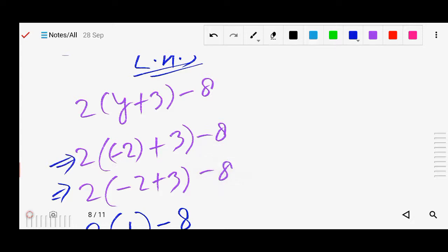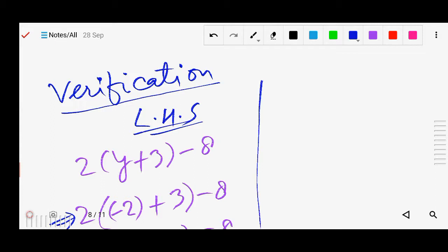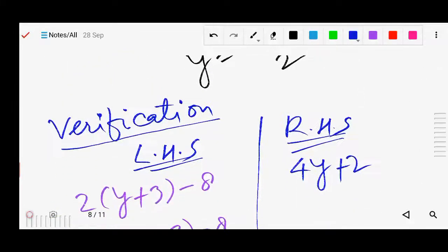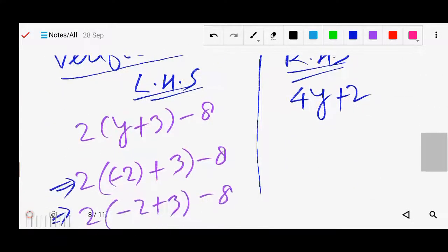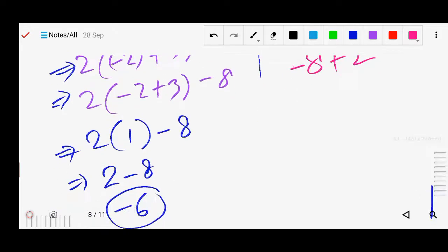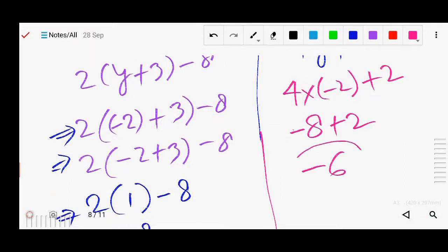Okay, now for the right hand side we will do. In the right hand side what is the value? 4y plus 2. So what is the value of y? Minus 2. So put the value minus 2: 4 into minus 2 plus 2. So 4 into 2 is 8, and there is a minus sign, plus 2. So minus 8 plus 2, so it will be minus 6.